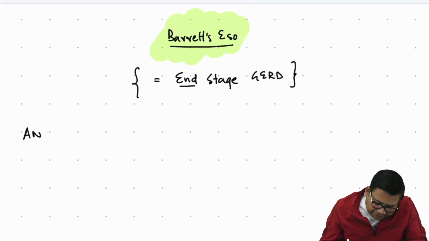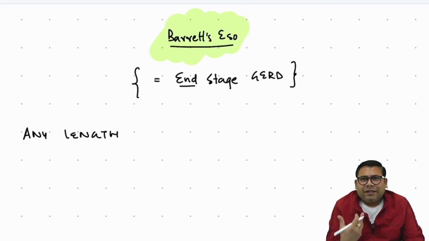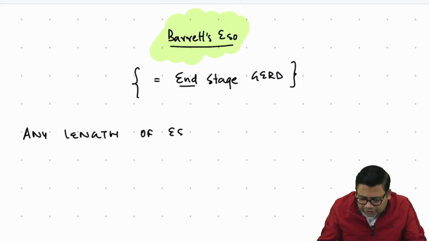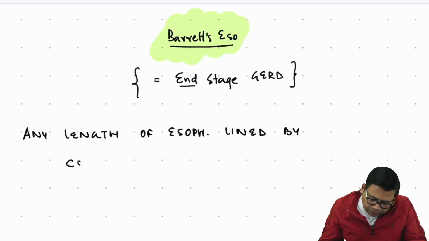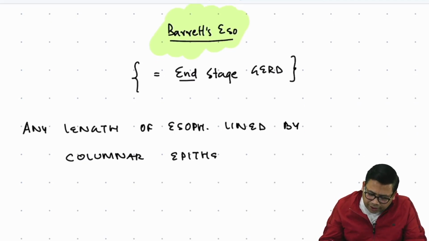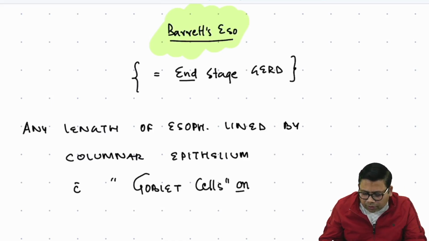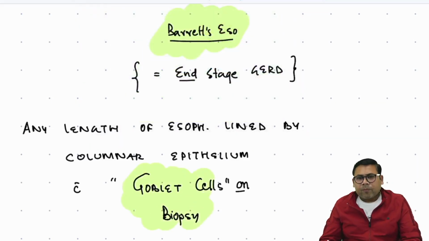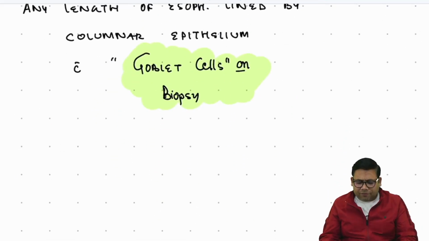It is defined as any length of esophagus. So it's not length dependent, it is length independent. So any length of esophagus lined by columnar epithelium. Normally, what epithelium do we have? We have squamous epithelium. So any length of esophagus lined by columnar epithelium with goblet cells. Now this is what is very important. So with goblet cells on biopsy. Do you know this goblet cell word is itself very important. So goblet cells on biopsy, this is what is making it very special.